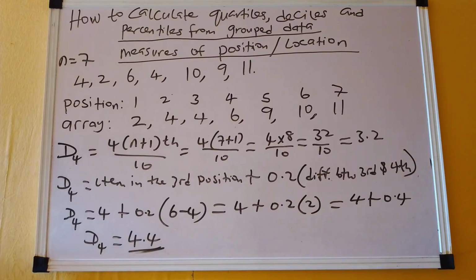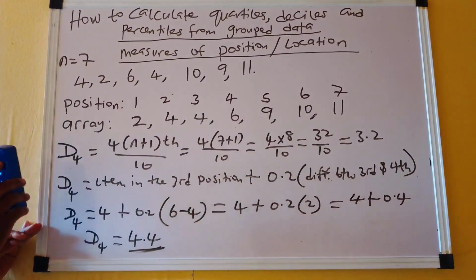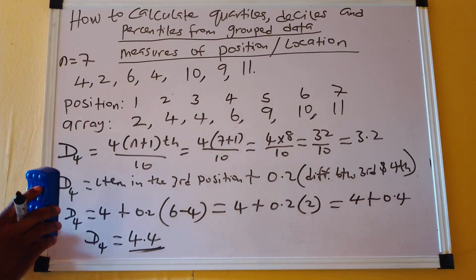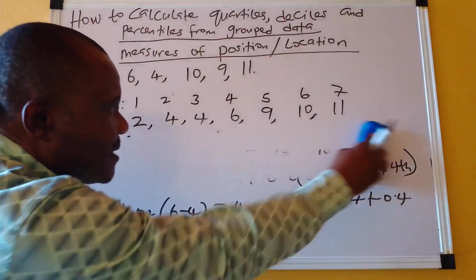I will take 2 more examples on decile before we move to percentiles. Please be patient as you watch this video to the end. This topic is very critical. If you understand how to calculate quartiles, deciles, and percentiles for ungrouped data, that for grouped data is easy. Most authors have not dealt with this very well. That is why I'm taking my time to explain it.